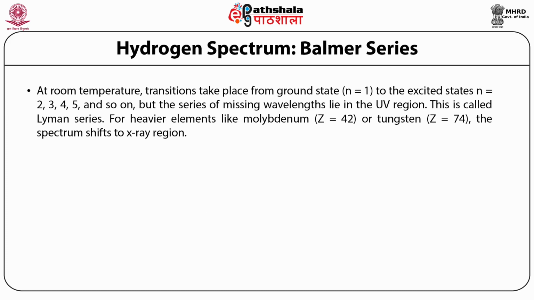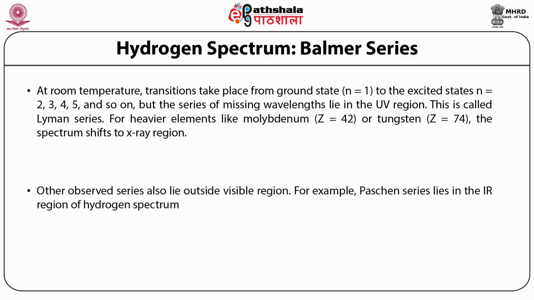At room temperature, the transitions take place from the ground state to the excited states. The series of missing wavelengths for these transitions lie in the ultraviolet region. This is called the Lyman series. Now, for heavier elements like molybdenum or tungsten, the spectrum shifts to the X-ray region because 1 by lambda is proportional to Z square, and so for heavier elements, the spectrum shifts to the X-ray region. Other observed series also lie outside the visible region. For example, the Paschen series lies in the infrared region of the hydrogen spectrum.